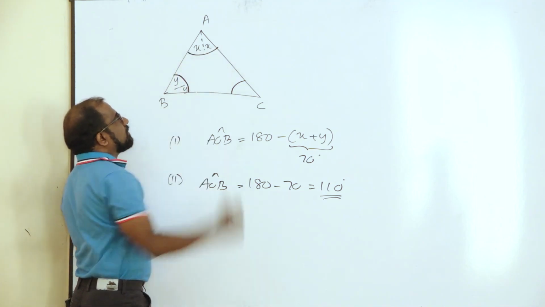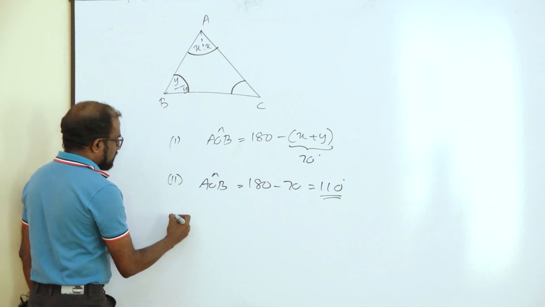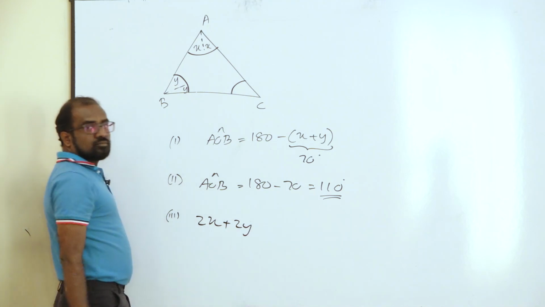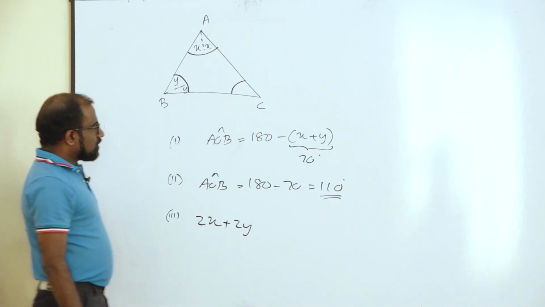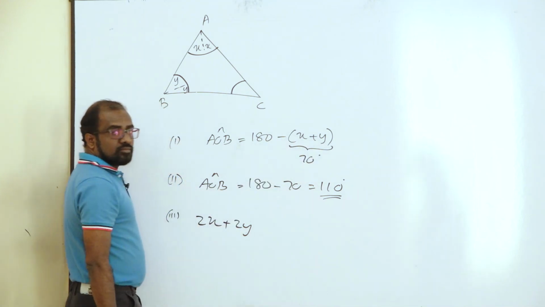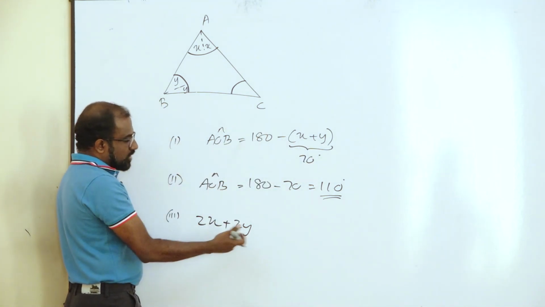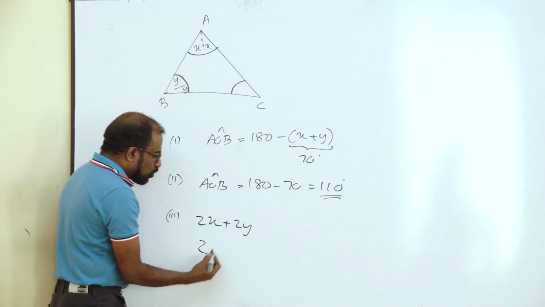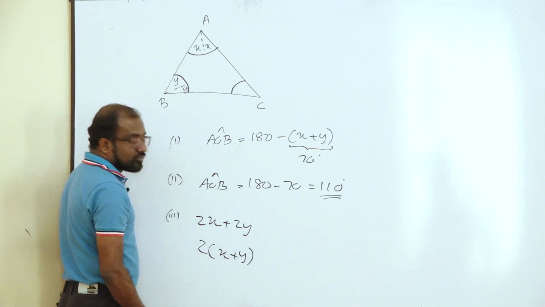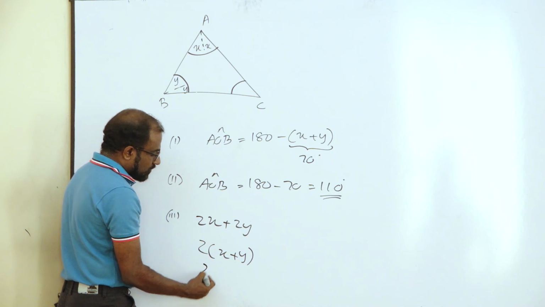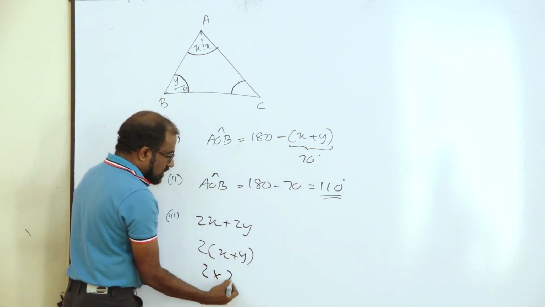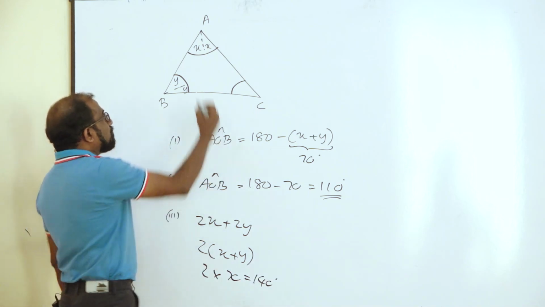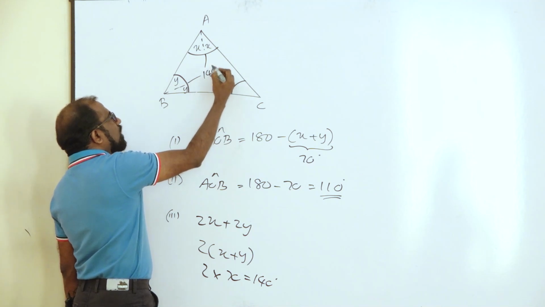What is the sum of these two angles? 2x plus 2y. Right? Here x plus y is 70. So 2x plus 2y, taking out 2, is 2 times x plus y. 2 times 70 is 140. The sum of these two angles is equal to 140.